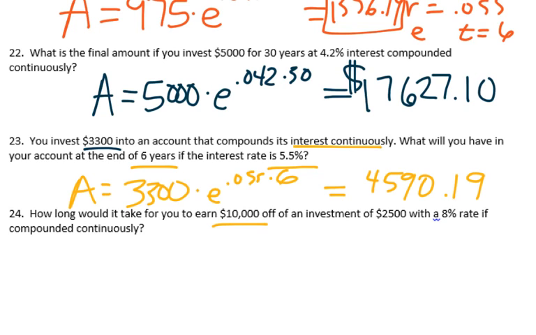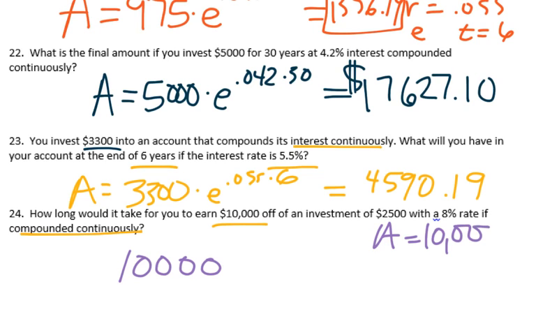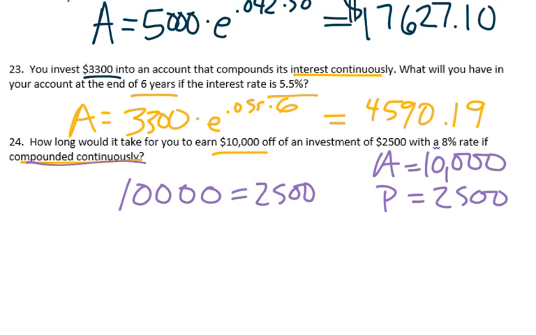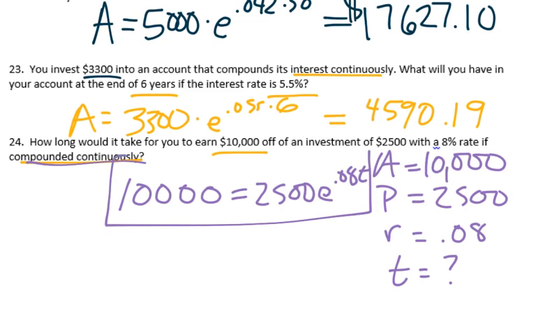Okay, now 24 says, how long would it take for you to earn 10,000 off of an investment of 2,500 with an 8% rate if compounded continuously? So let's think about what we're trying to get here. Trying to see our amount, right? Our amount we want is 10,000. Our principal 2,500. Compounded continuously, so that's E, times our rate, 0.08, but we're trying to figure out the time, aren't we? So 0.08 times t.